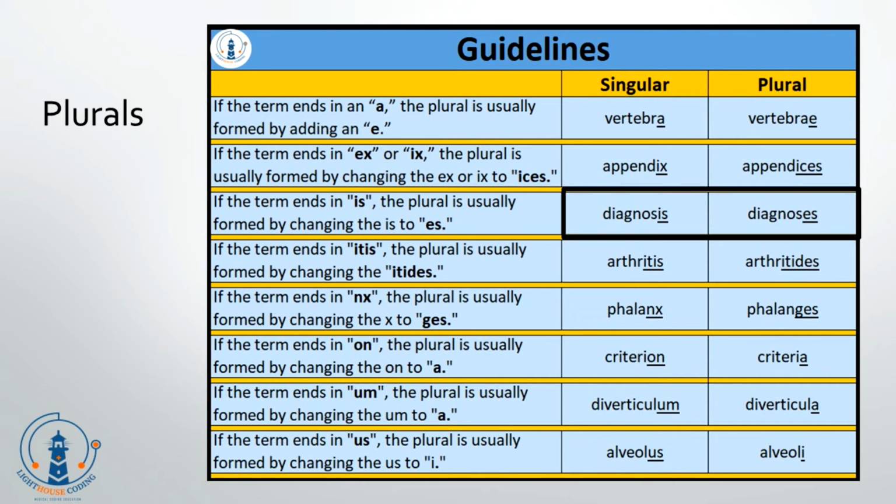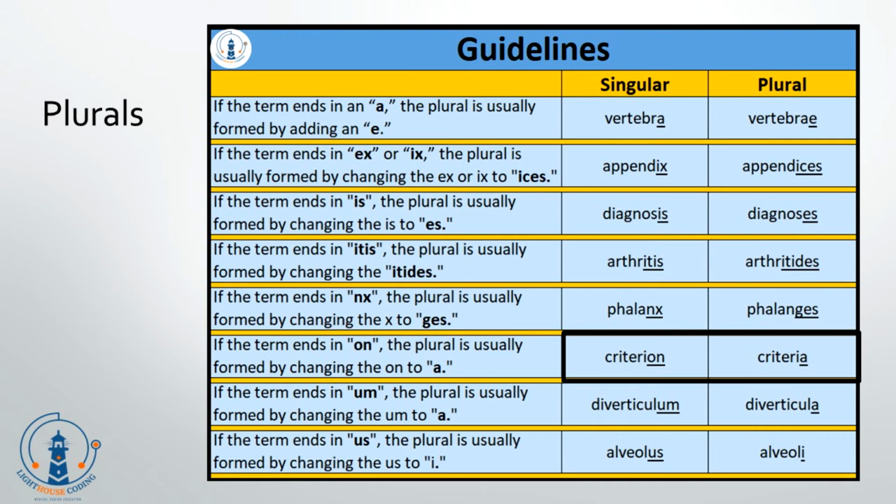Diagnosis ends in IS. When a word ends in IS, we are to change the IS to ES to form the plural. Diagnosis becomes diagnoses. Arthritis becomes arthritides. Arthritis ends in ITIS. Our rules tell us to change the ITIS to ITIDES to form a plural. The term phalanx ends in an NX. When the term ends in an NX, we are to change the X to GES.